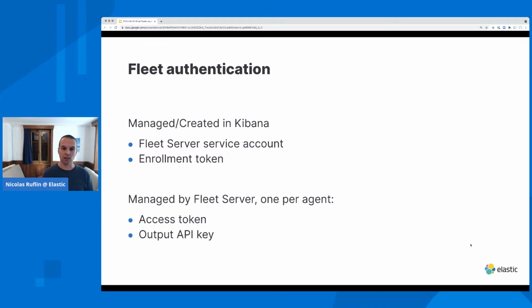The Fleet Server itself, with the enrollment token, actually creates 2 API keys for each Elastic Agent. That is important to know. So 2 API keys: one is the access token, basically so that you can talk to Fleet Server, and the other one, we call it the output API key, is so that you can talk to Elasticsearch.